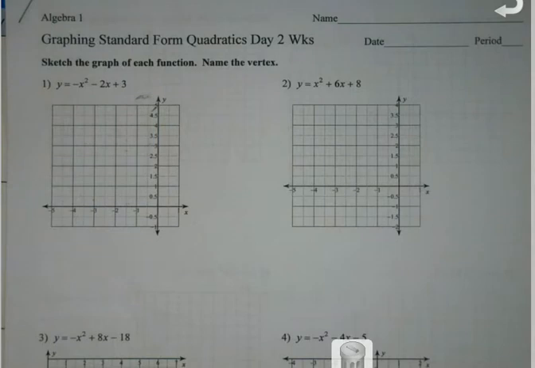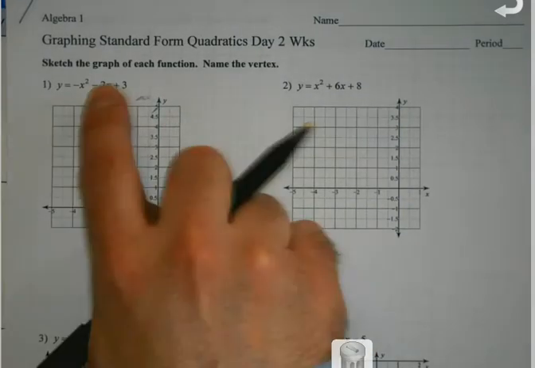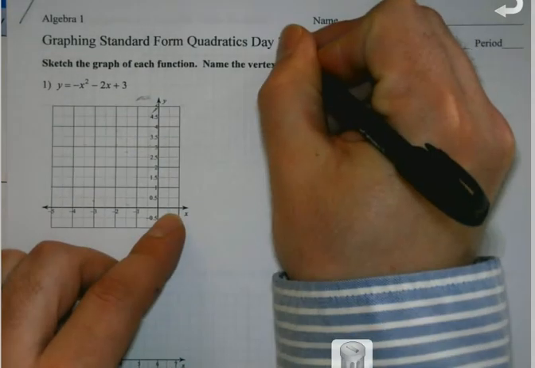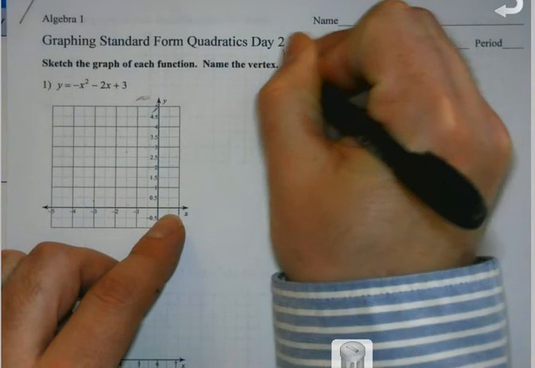We're going to be doing some standard form and some just regular old graphing type stuff. So remember, if it's in standard form, if I don't have it in a vertex form where I can see the vertex right away, I have to calculate it. We've been doing this for a couple of days now.